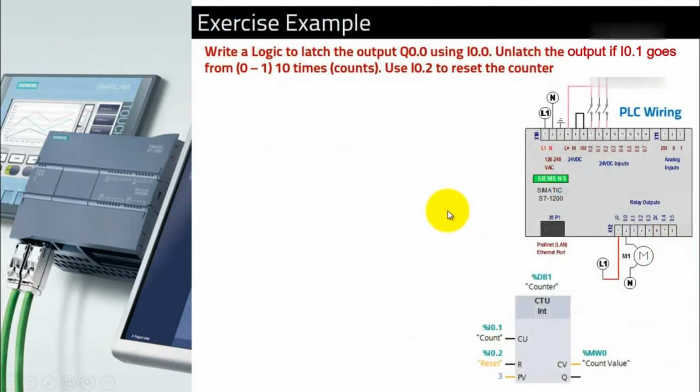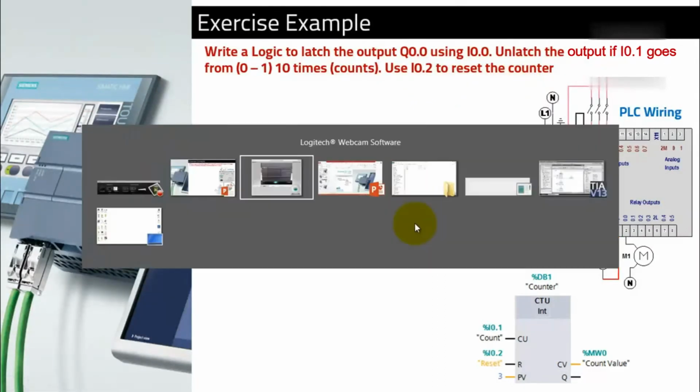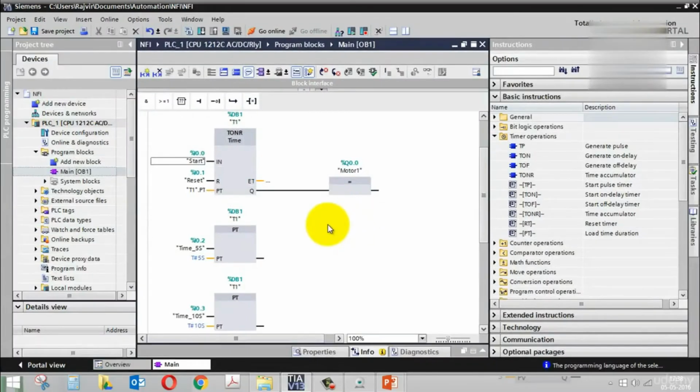Now, let's take an example. It says write a logic to latch the output Q0.0 using I0.0. So you have an input to latch the output, and unlatch the output if I0.1 goes from 0 to 1 10 times. So now we are counting I0.1. We have an output which is latched by I0.0, and if another input goes 10 times, the output should be off. And use I0.2 to reset the counter. Let's check this application in Siemens TIA.